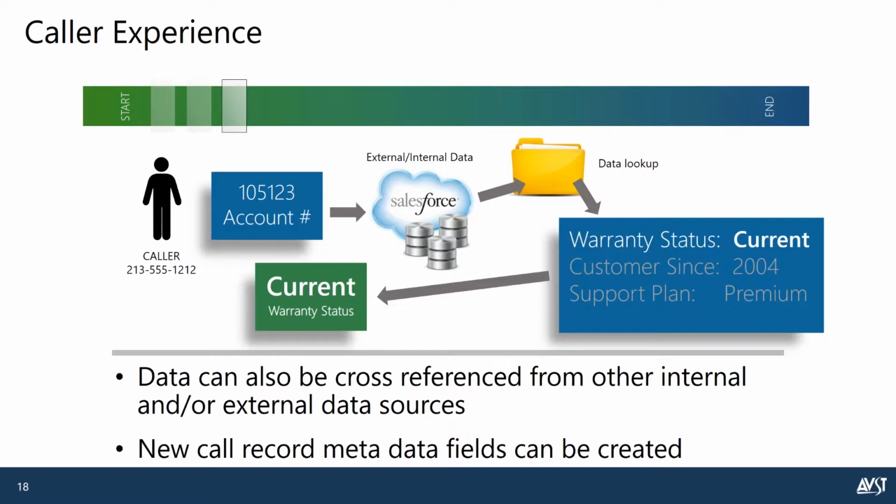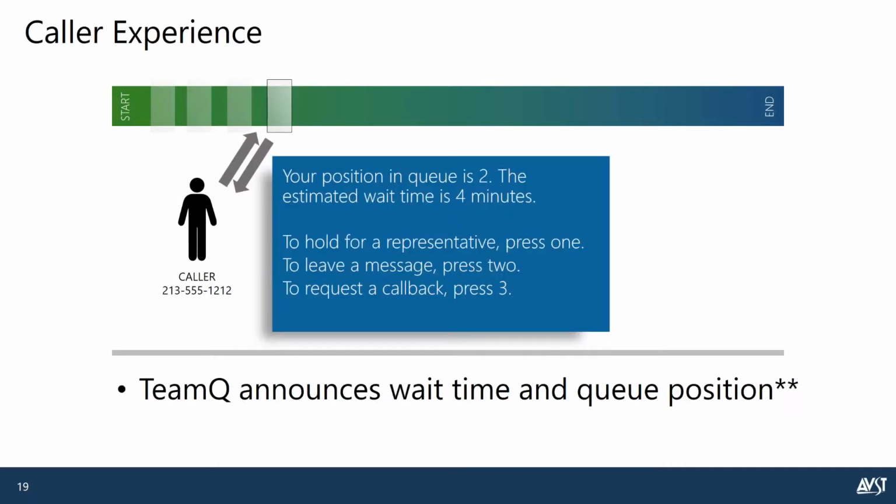Once the customers put their information in, I can now offer them some choices. Now this first one, your position in queue is 2, the estimated wait time is 4 minutes. That may or may not be something you want to use. In a pull model queue, it isn't necessarily a first in, first out kind of function. We're going to see why in just a second. So this is an optional piece you may play or you may not, depending on how your queue is designed.